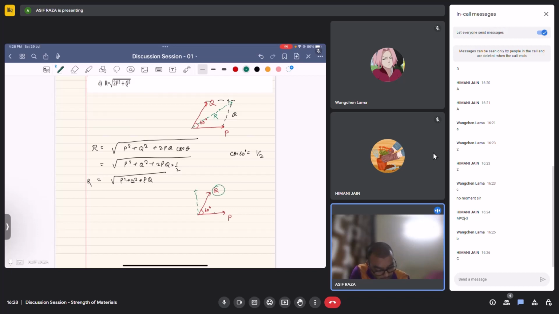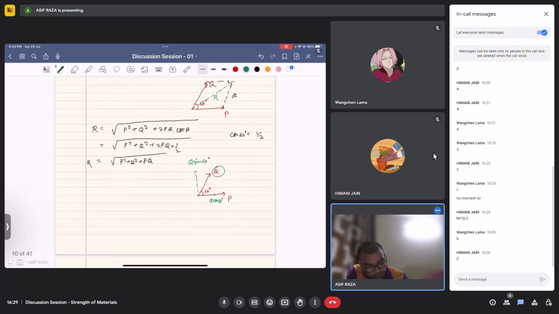One component along the P, that would be Q cos 60, and one perpendicular to it, that would be Q sin 60. Okay, so now straightforward, since it is a perpendicular, normally it would be (P plus Q cos 60) square plus (Q sin 60) square.